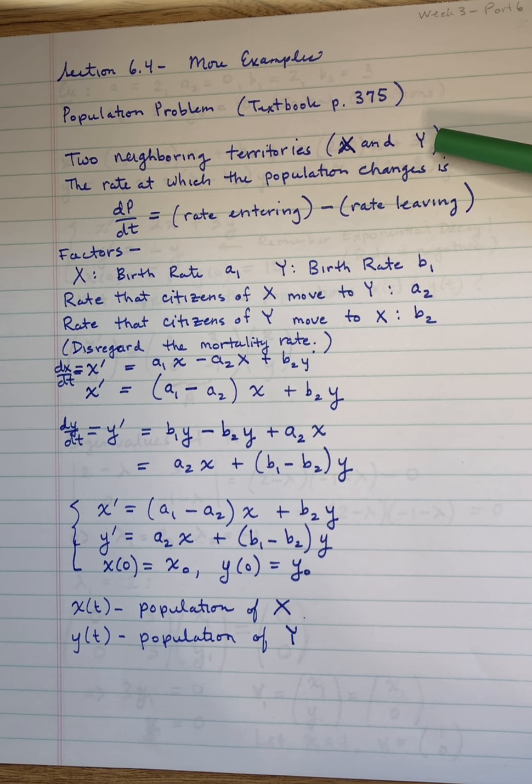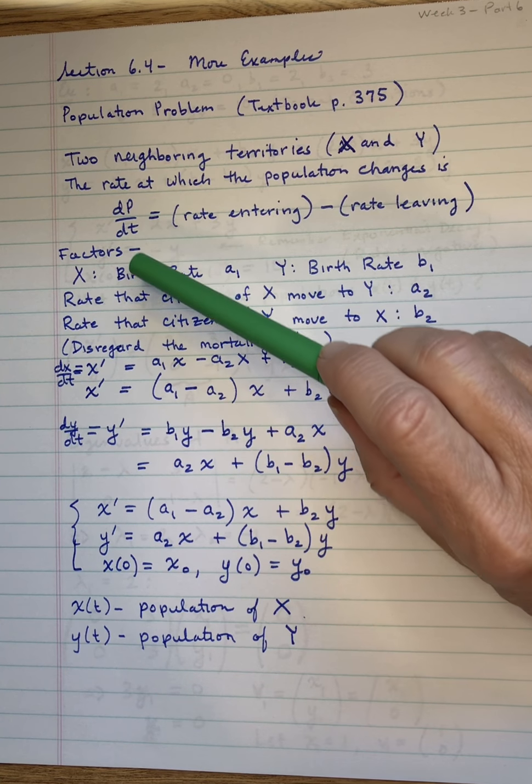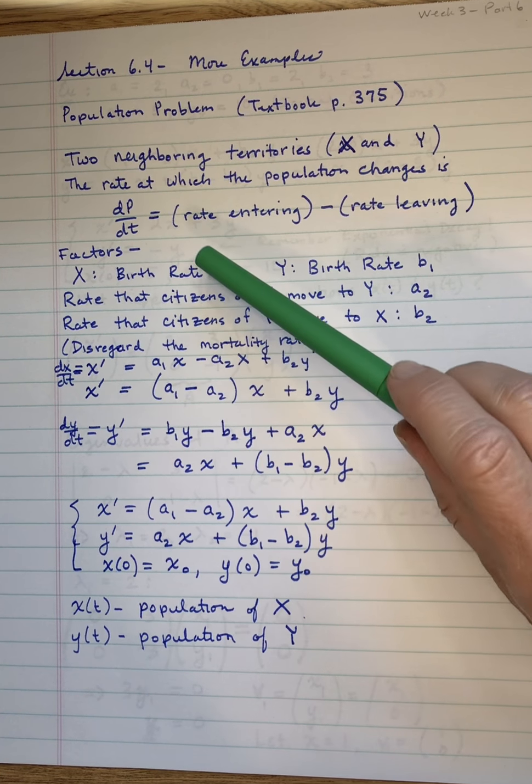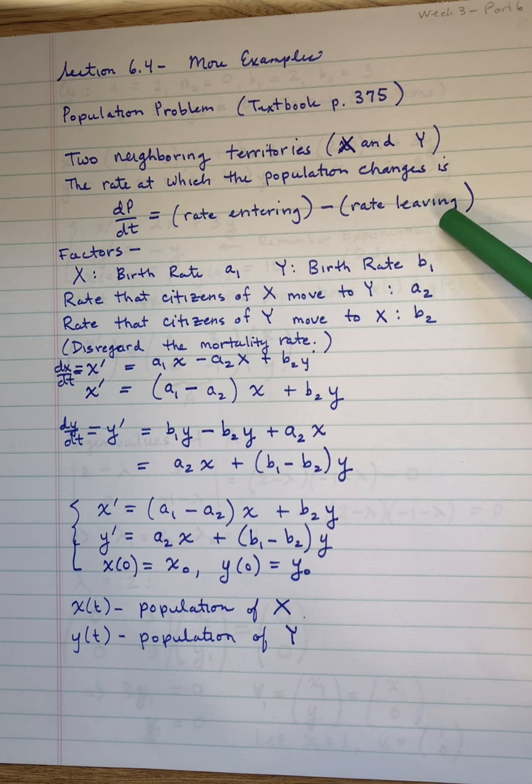We'll call one X and one of them Y. And in general, the rate at which a population changes is given by, of course, the derivative. We call P the population. The derivative of P with respect to T is given by the difference between the rate entering the region minus the rate leaving the region. So we have various factors that impact population size.